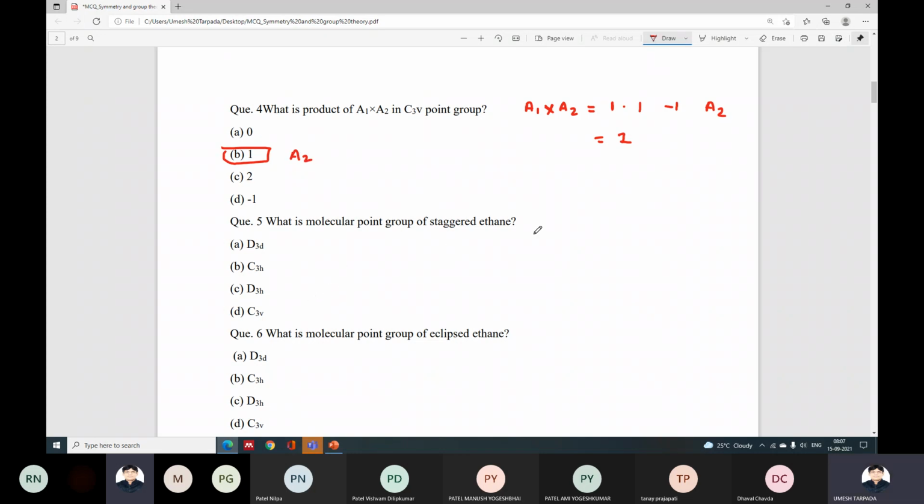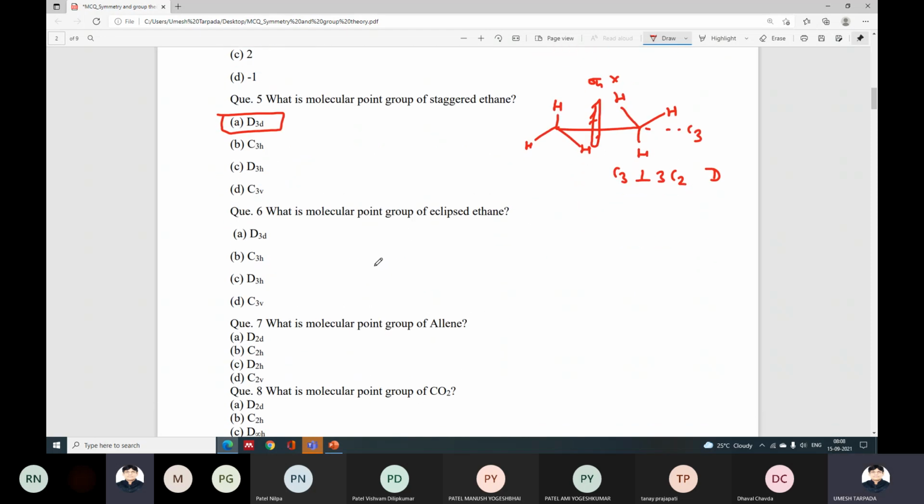What is the molecular point group of staggered ethane? D3d. Good. Staggered has diagonal planes. The principal axis is the C3 axis. C3 is perpendicular to 3C2, so D is used. Sigma h is not there. Next you check for sigma d. There are 3 sigma d, so it's D3d.